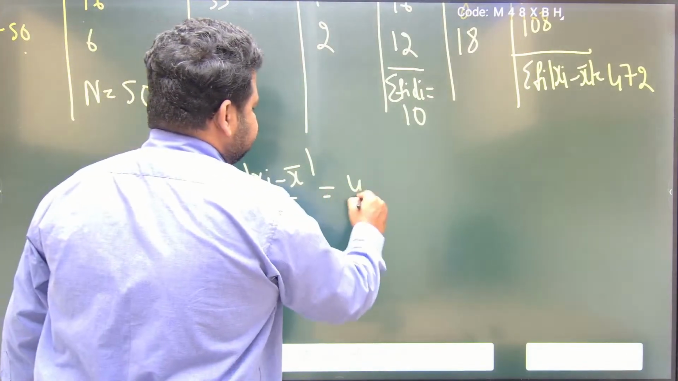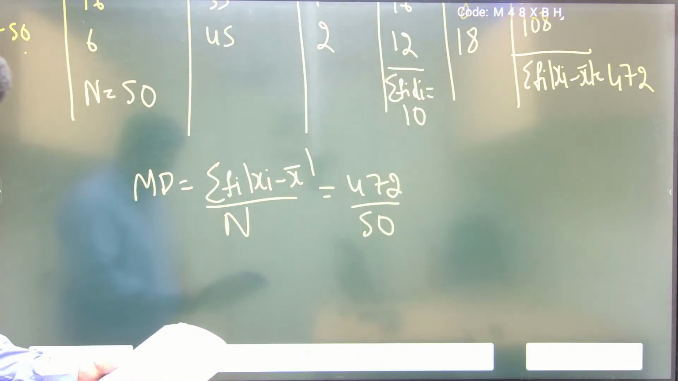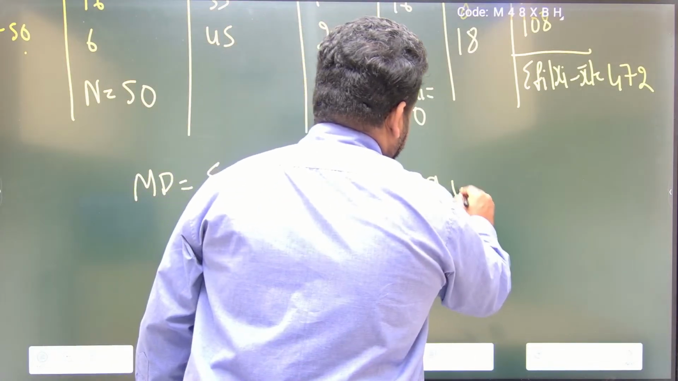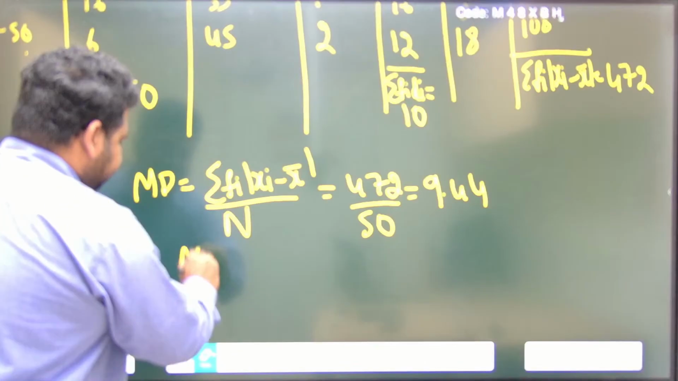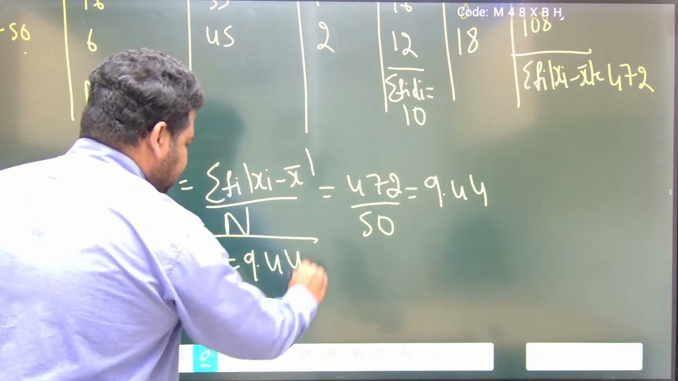This is 472 divided by n, and n is nothing but 50. On solving this, we will get 9.44. So the mean deviation about the mean is equal to 9.44. This is the value we will be getting.